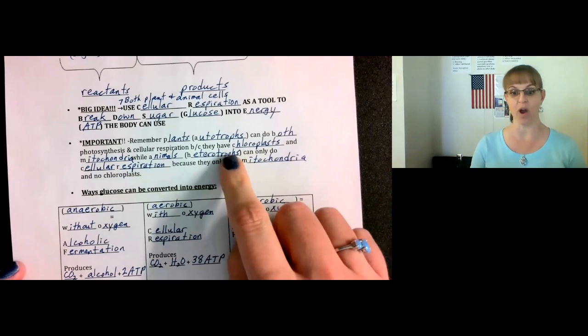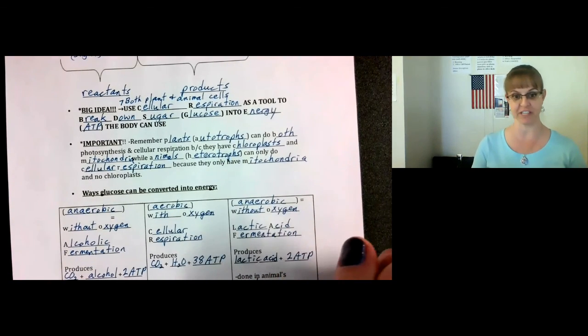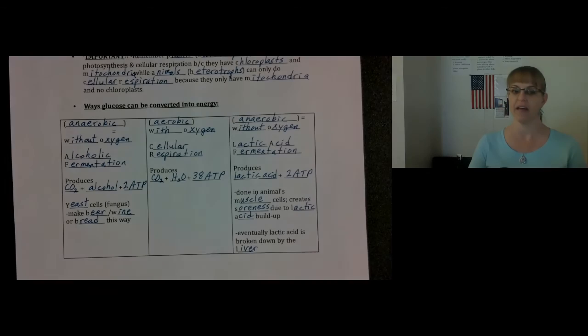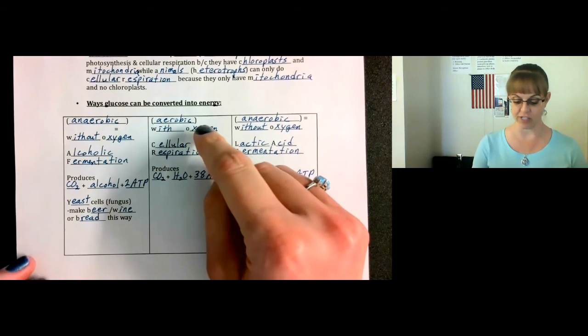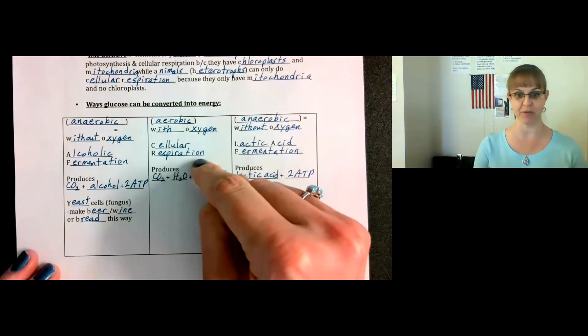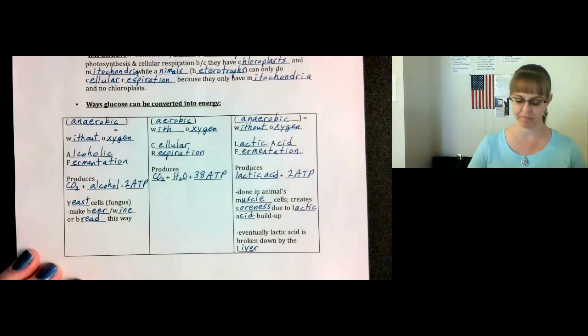Remember, plants or autotrophs can do both photosynthesis and cellular respiration because they have both chloroplasts and mitochondria, while animals, which are also called heterotrophs, can only do cellular respiration because they only have mitochondria and no chloroplasts. It turns out there are actually 3 ways that cells can make energy. First of all, there's aerobic cellular respiration, what we've just been talking about.